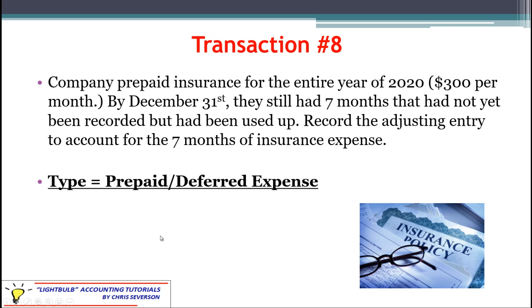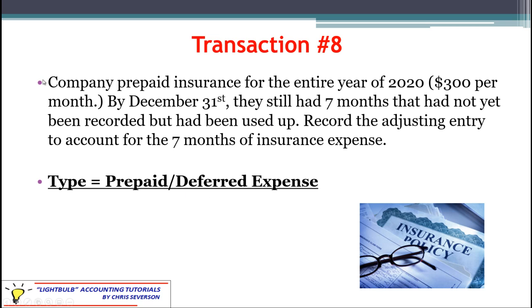Again, there are many, many examples of prepaid or deferred expenses. You're going to see a wide variety of them. So the company prepaid insurance for the entire year of 2020, and it was $300 per month. By December 31st, they still had 7 months that had not yet been recorded, but had been used up. So they paid for 12 months, and by the end of December 31st, they had 7 months that had not been recorded.